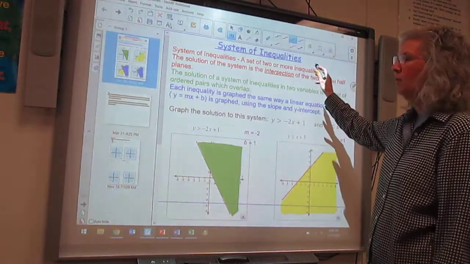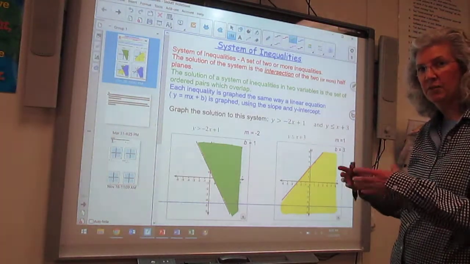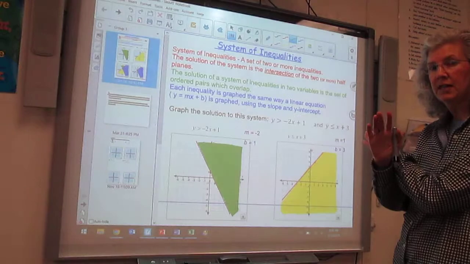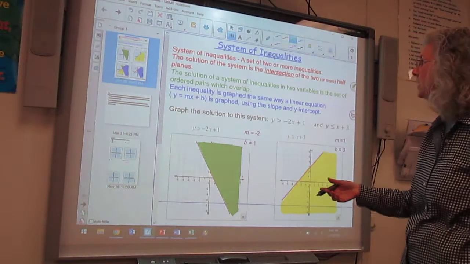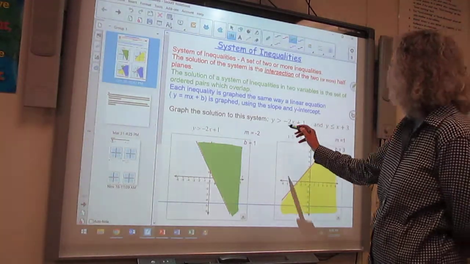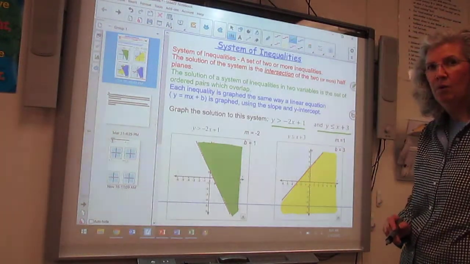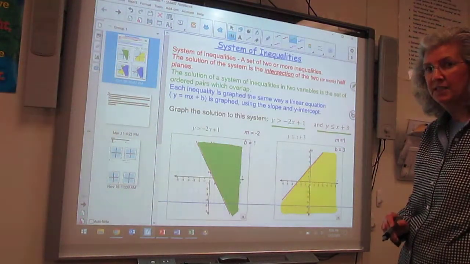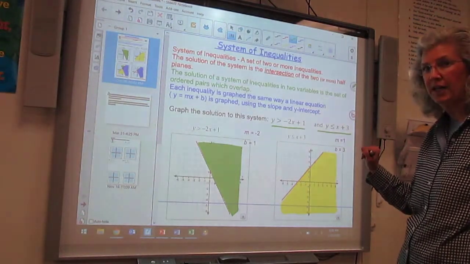Okay, a system of inequalities is two or more inequalities that make a system. Just like when we did the systems of intersecting lines, you've got to find where they intersect, and we solve those by various methods. When we have a system, like this system right here with two equations, we need to know the solution of the system, which is the part where they intersect.